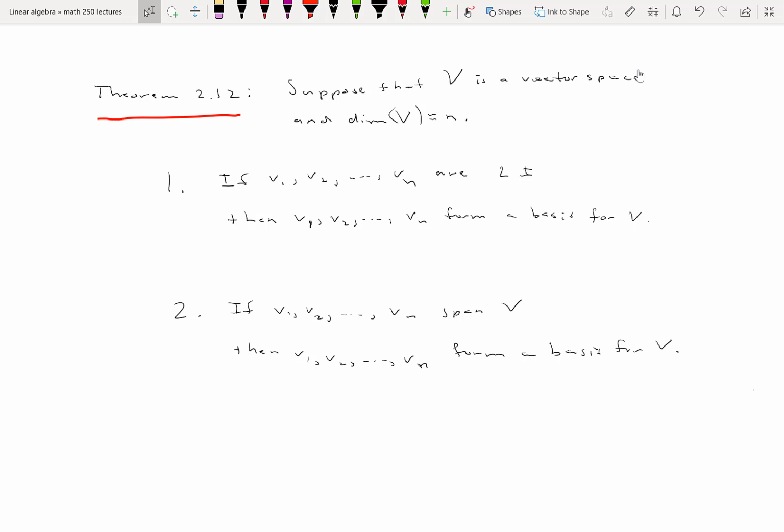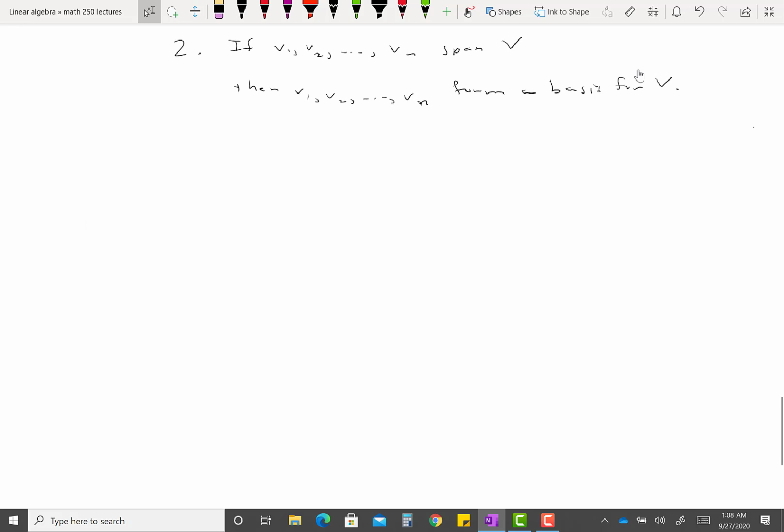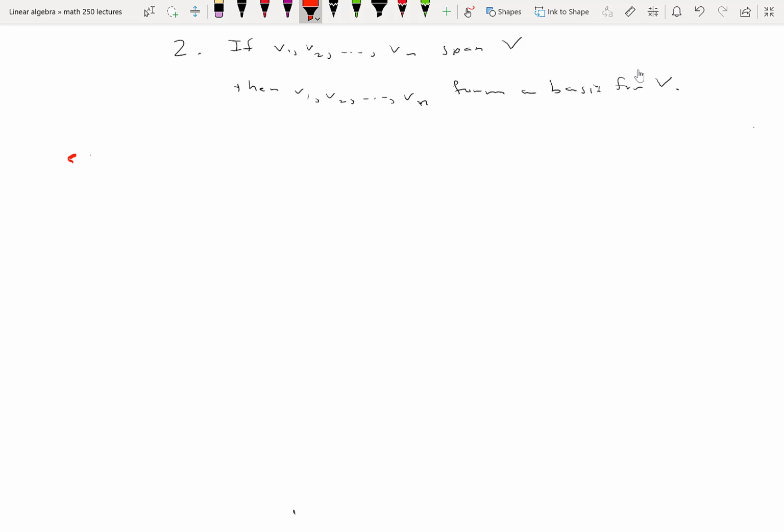So in R3, for example, if you find 3 vectors that are linearly independent, boom, they automatically span the vector space and we have a basis. If in R2 you have 2 vectors that span R2, boom, you automatically get linear independence and you have a basis. That's going to prove to be really helpful for us in our quest to determine whether we form bases or not. So here's a specific example.